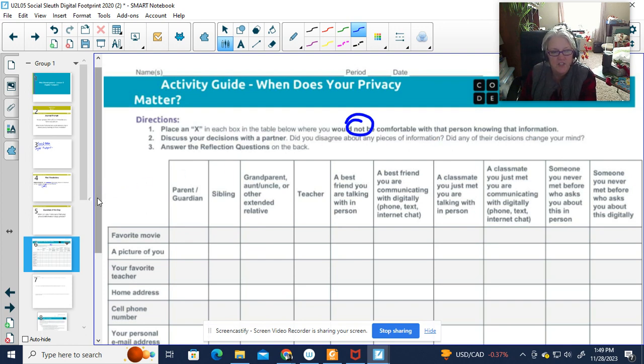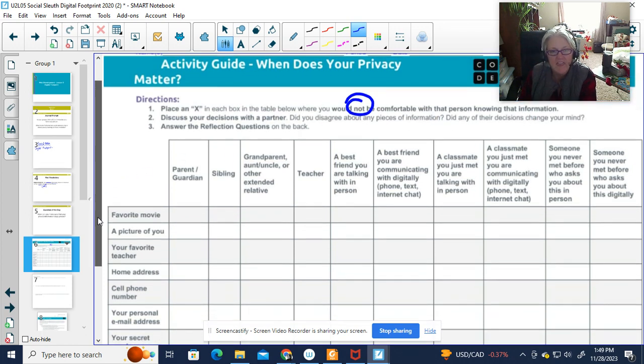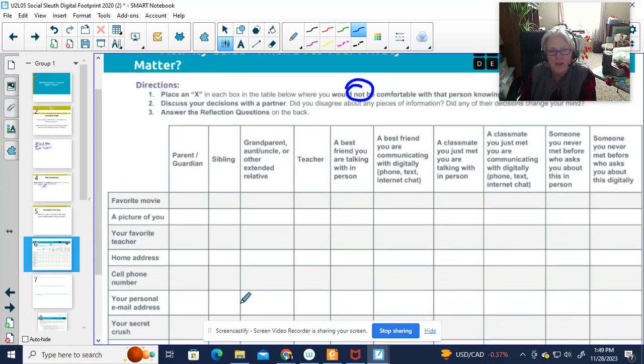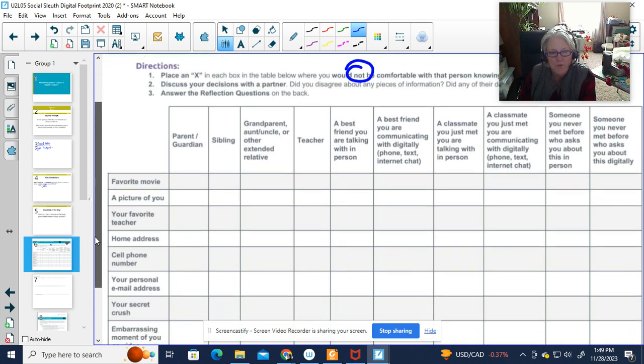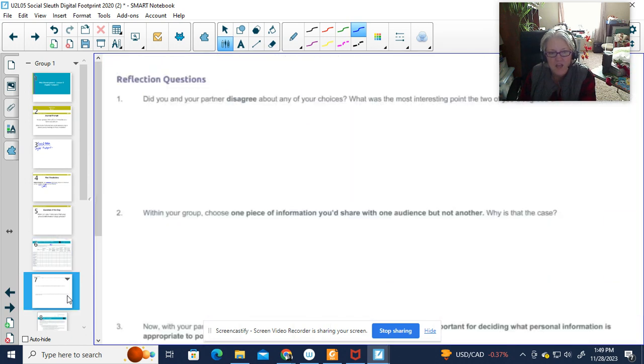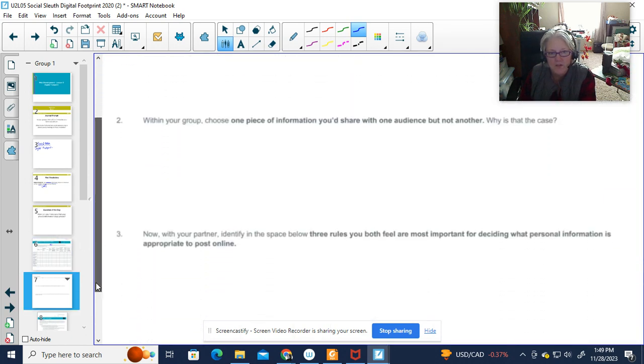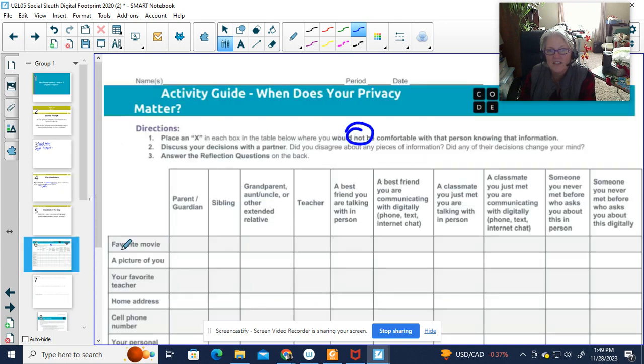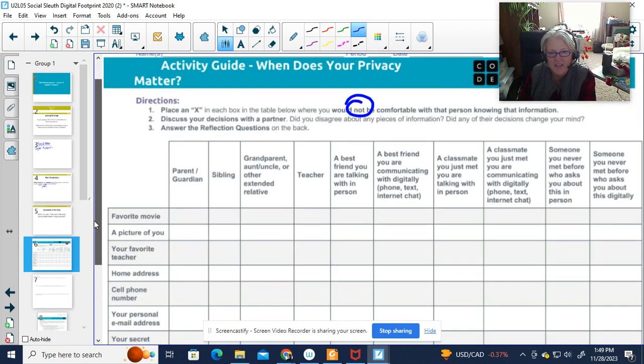All right. You're going to take a few minutes to do this. Then we'll kind of bring it all back together to talk about where you think, for you, where were most of your X's. And then on the back side, there are some reflection questions. So go ahead and start filling this out. Take maybe 4 or 5 minutes and then start talking with your table mates about what did you feel comfortable with, what didn't you feel comfortable with, and so on.